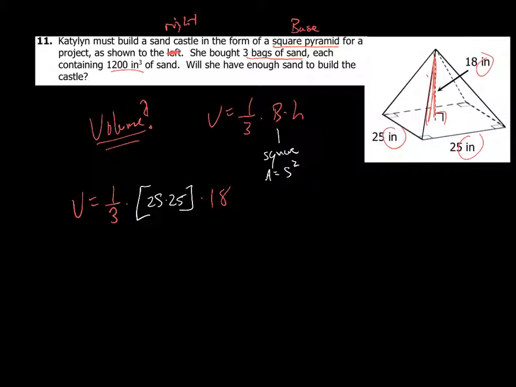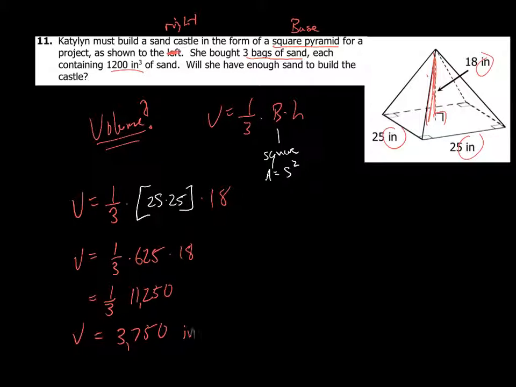So let's see. So we'll take this one at a time. 1/3 times 25 squared. 25 times 25 is 625 times 18. And then we'll say 1/3. 625 times 18 is 11,250. And then you're going to divide that by 3, and you get 3750. Now this is volume, and this is cubic inches because it's three-dimensional, as mentioned in the previous video. Now, she bought 3 bags.